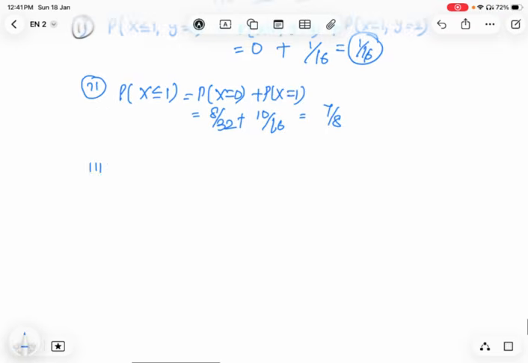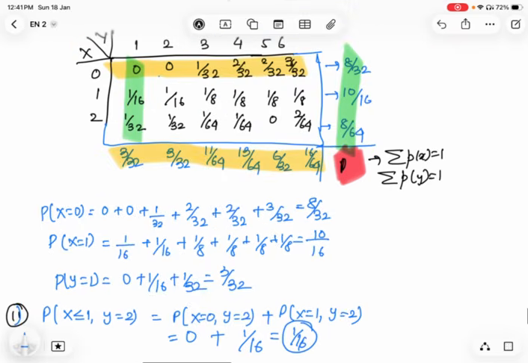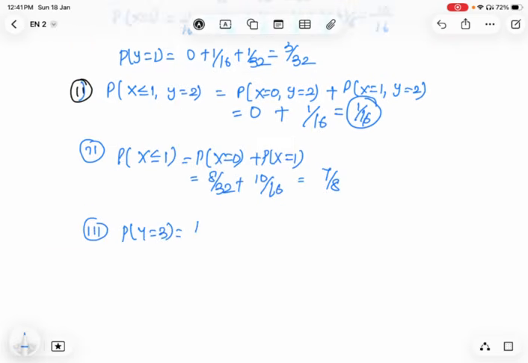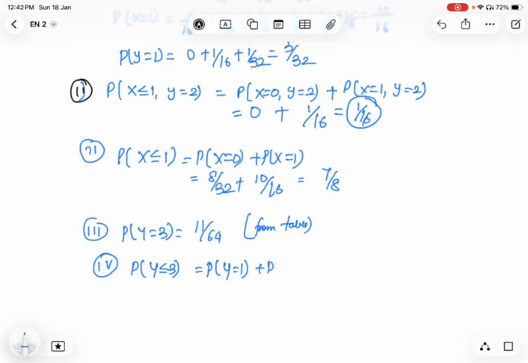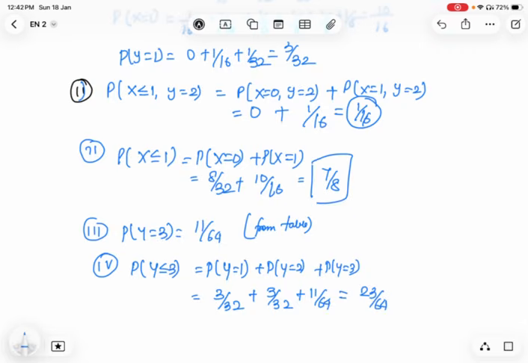Now the third is the probability y is equal to 3. So what is y is equal to 3? The probability y is equal to 3 is 11 by 64. Just write it down, 11 by 64. And this is 4, the probability of y is less than 3. What does it mean? It means y is equal to 1 plus y is equal to 2 plus y is equal to 3. Just look at the values from the tables and put them down. 3 by 32 plus 3 by 32 plus 11 by 64, that is 23 by 64. So these are the answers of your questions.